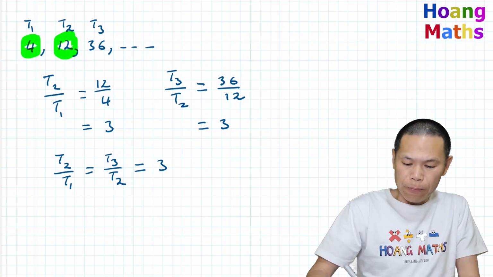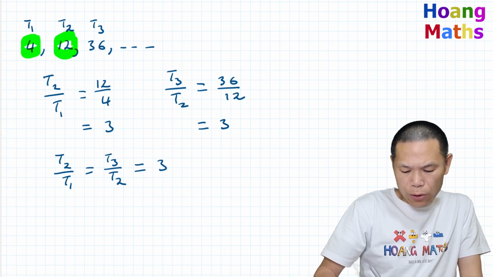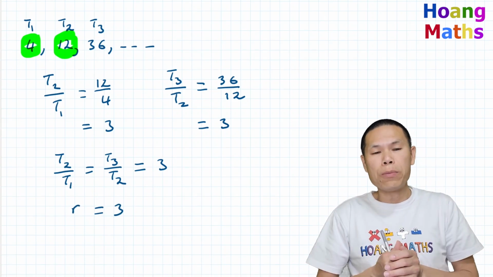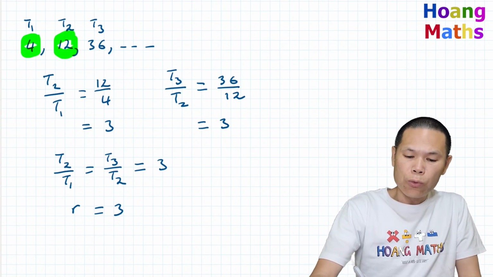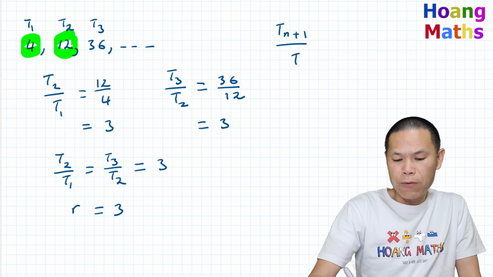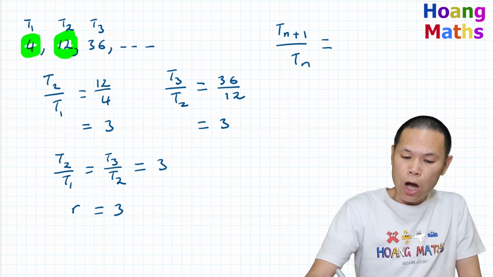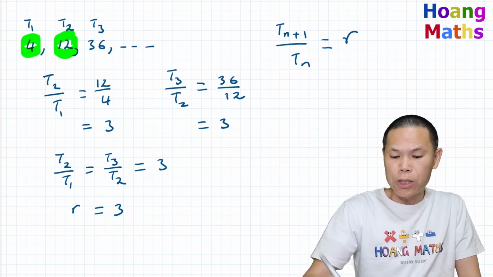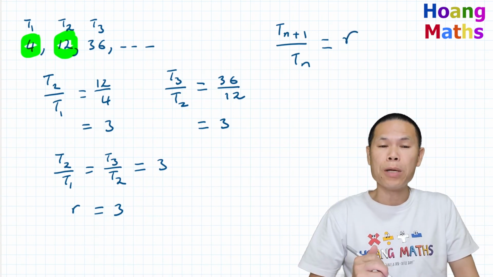Let me write this down. The common ratio R is equal to 3. For a geometric sequence, we use the next term over the previous term, or divide by the previous term, to give us the common ratio, which is R. Keep that in mind for me.